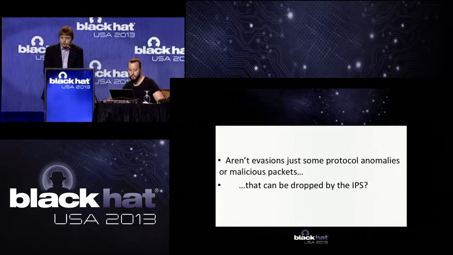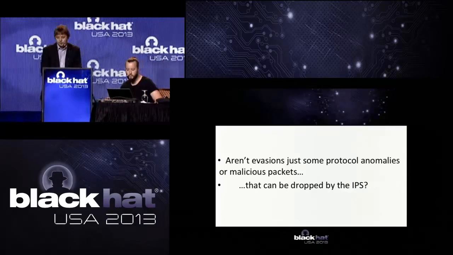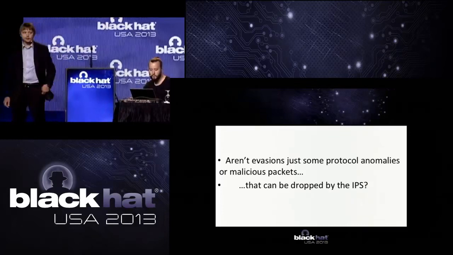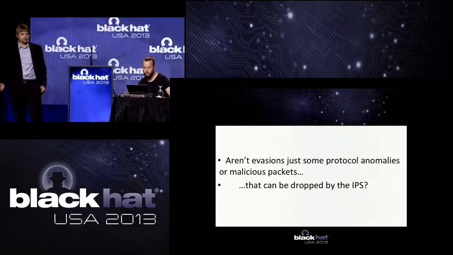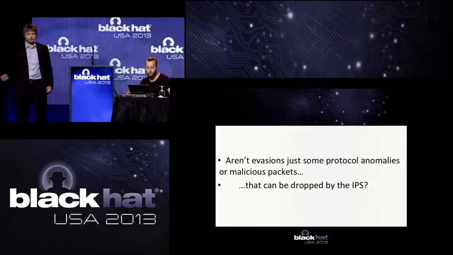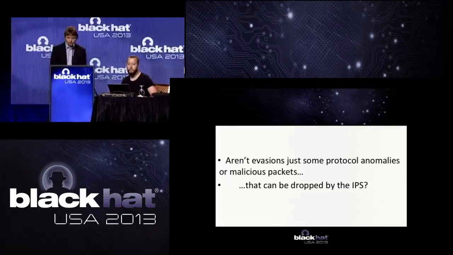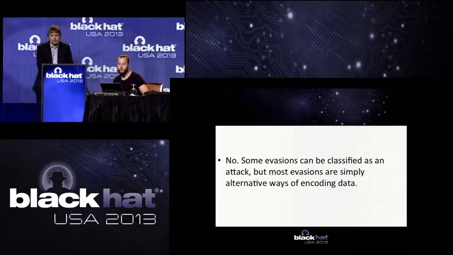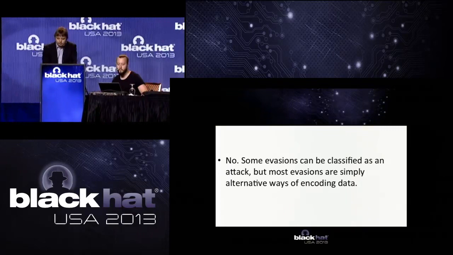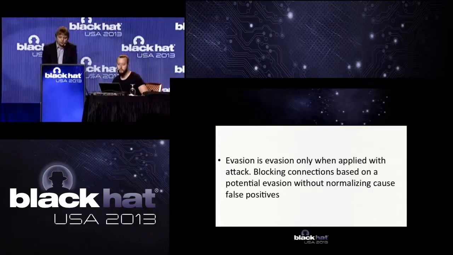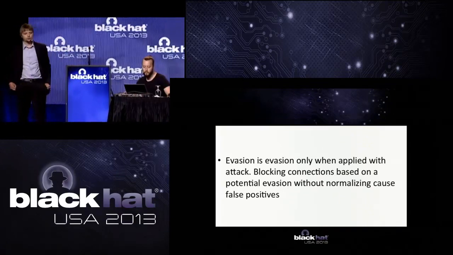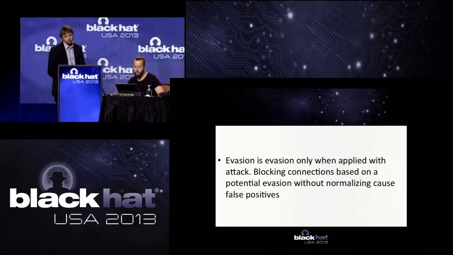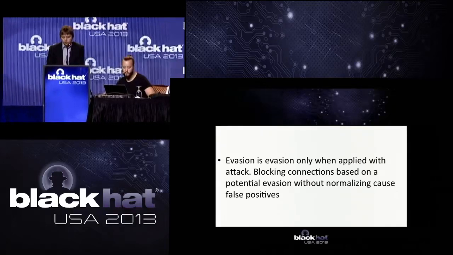So are evasions just some protocol anomalies or malicious packets that can just be dropped by the IPS? We've seen that some vendors, for example, think that small TCP segments are anomalies, in the way that if they have a problem doing TCP reassembly with small TCP segments, then they just basically block all small TCP segments and say that there is no evasion problem. Well, this can obviously lead to false positives. Some evasions can be classified as an attack, but most are simply alternative ways of encoding data. We call it an evasion only when it's applied in an attack, because many of the evasion techniques that we can use to bypass IPS, these same techniques or ways of transmitting data happen with legal traffic as well. So blocking connections based on evasions is not a very good strategy if you want to avoid false positives.